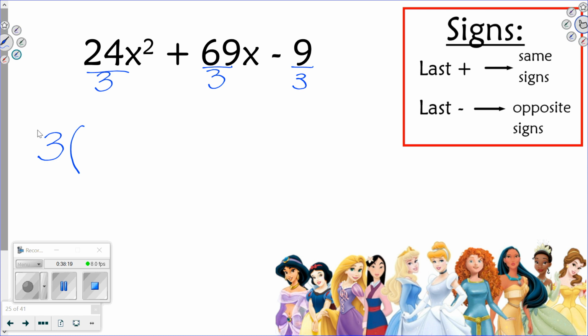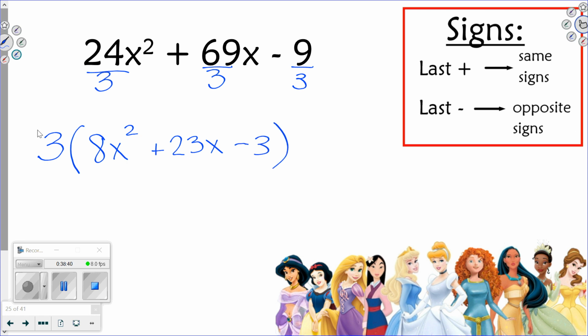Kylie, you with me, hon? All right, so if I pull off that 3, what do we have left? 8x squared plus 20, not 1, 23x minus 3.